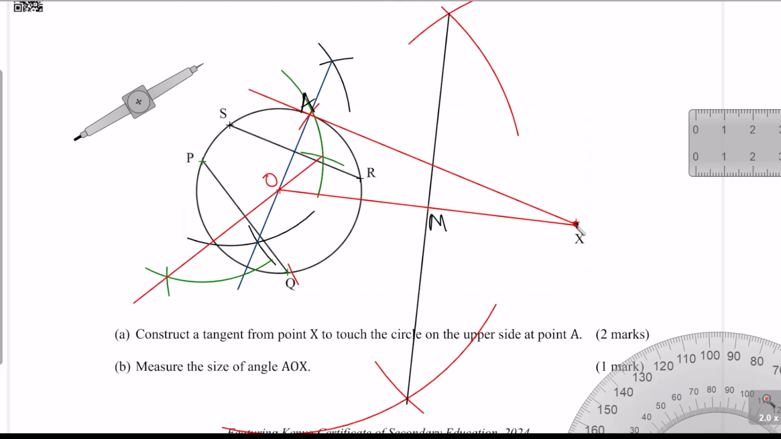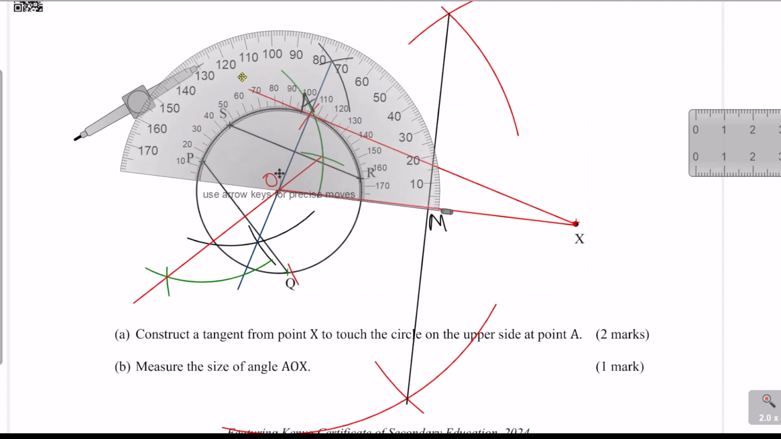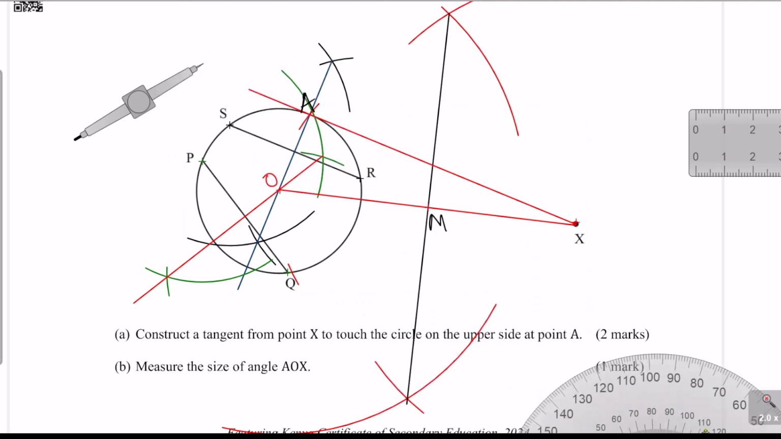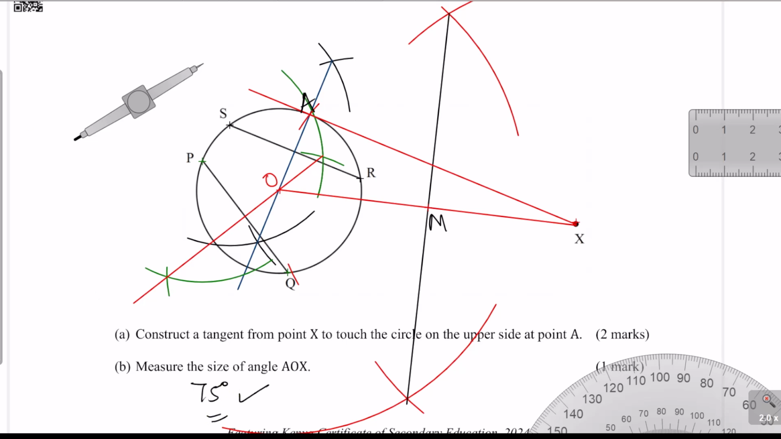We have constructed a tangent from point X to touch the circle on the upper side at point A. Then measure the size of angle AOX. AOX is this angle that is here. So take a protractor. You place the center there, and you measure that angle from this side up to this point here. This will be 75 degrees. So angle AOX is equal to 75 degrees. So that is how we solve that question.